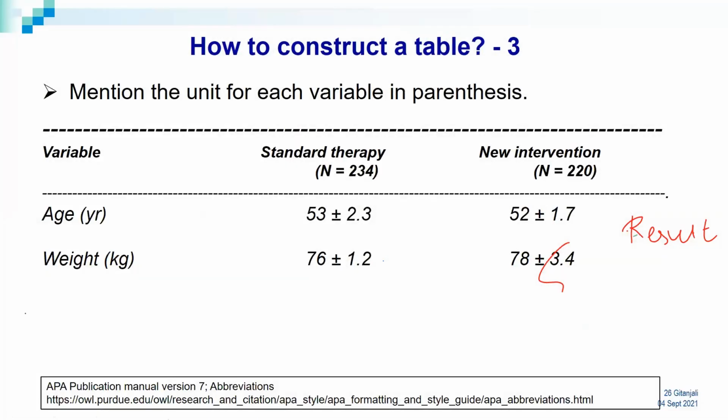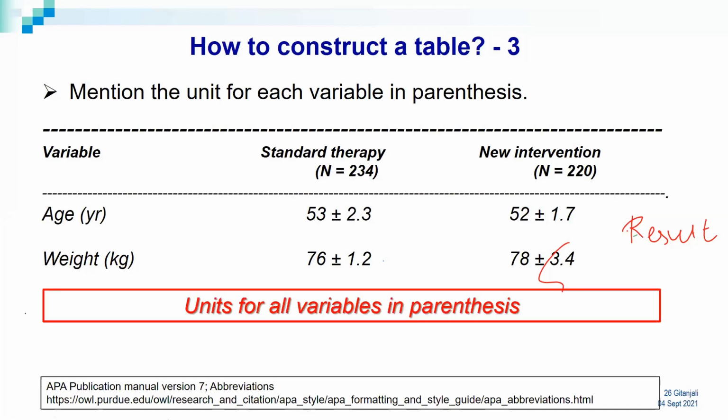For each unit, you must mention the variable. For example, age means you have to give years. Weight means kg. So for each unit, please mention the variable in parentheses or whatever way you want to mention it. This is very, very important. Do not give variables without the unit. Don't say weight and just give the number. We don't know whether it was kilos or pounds or what we had used.